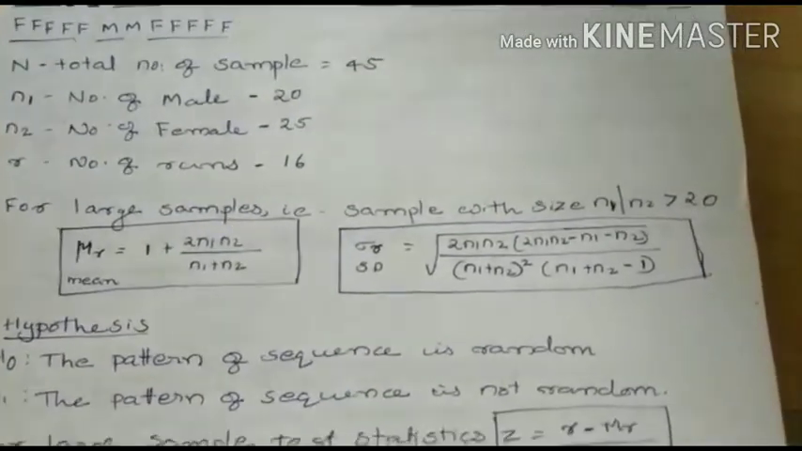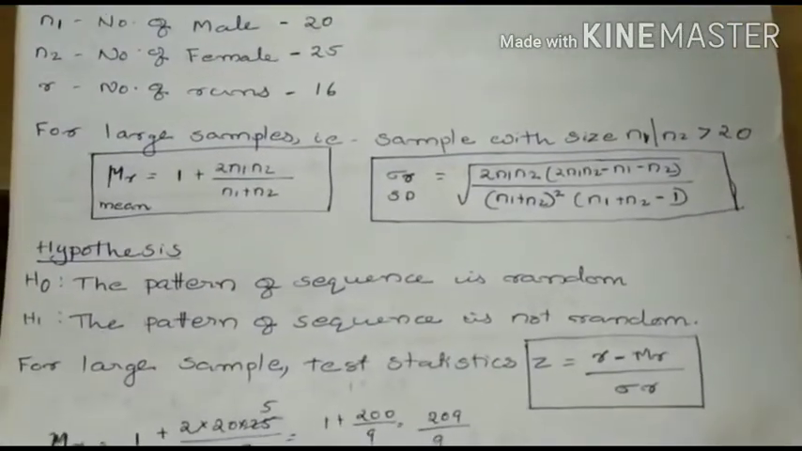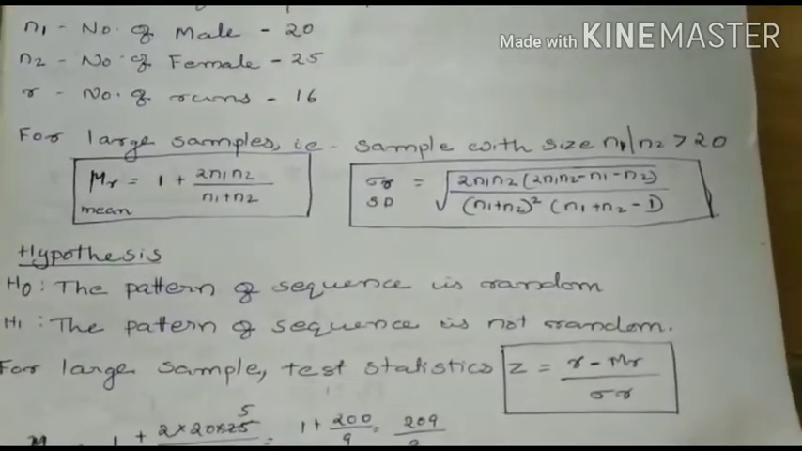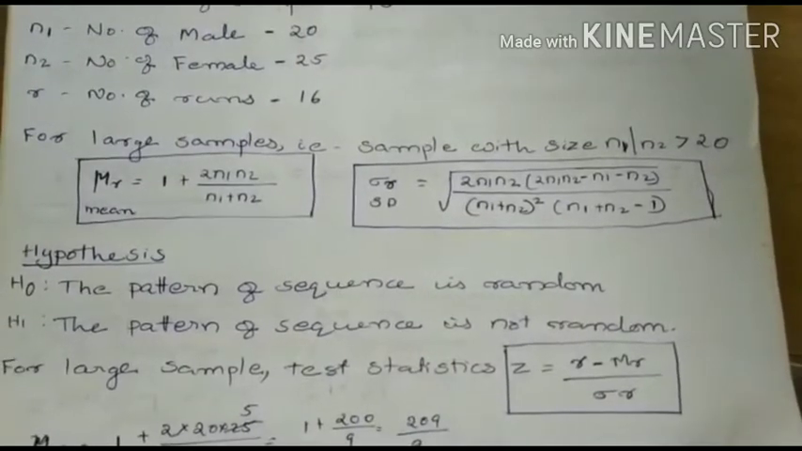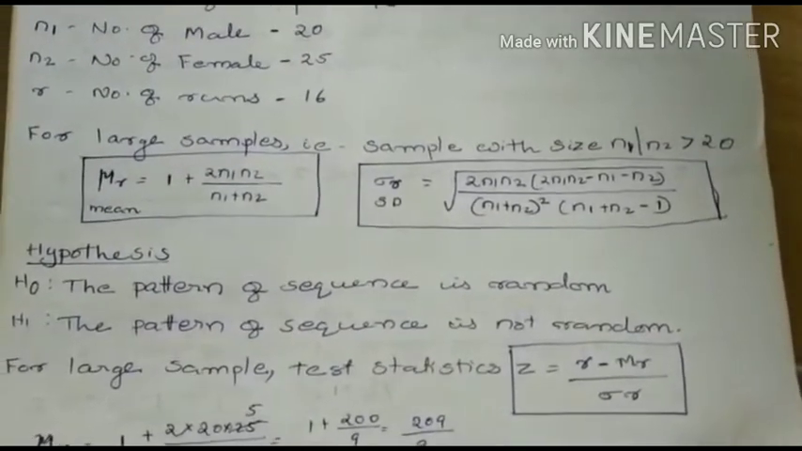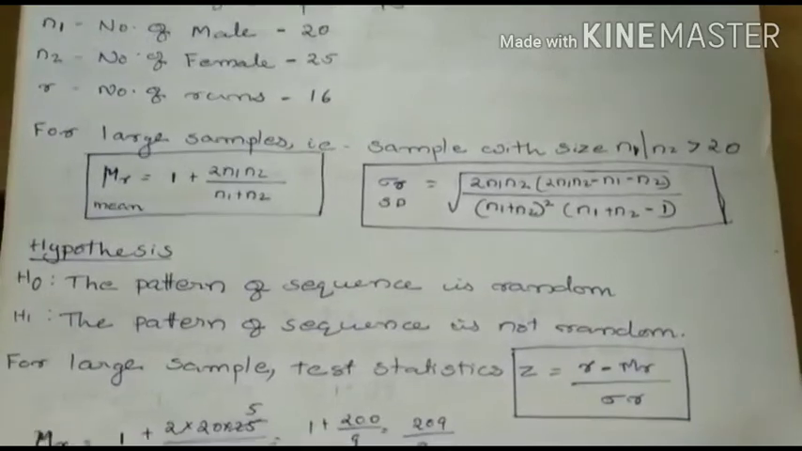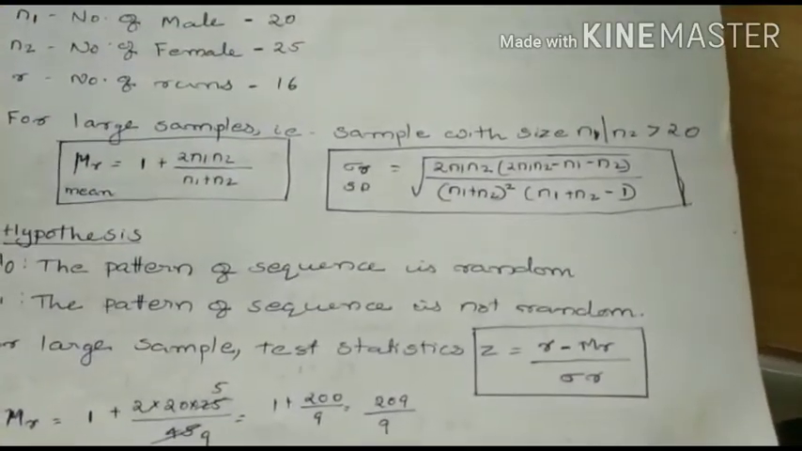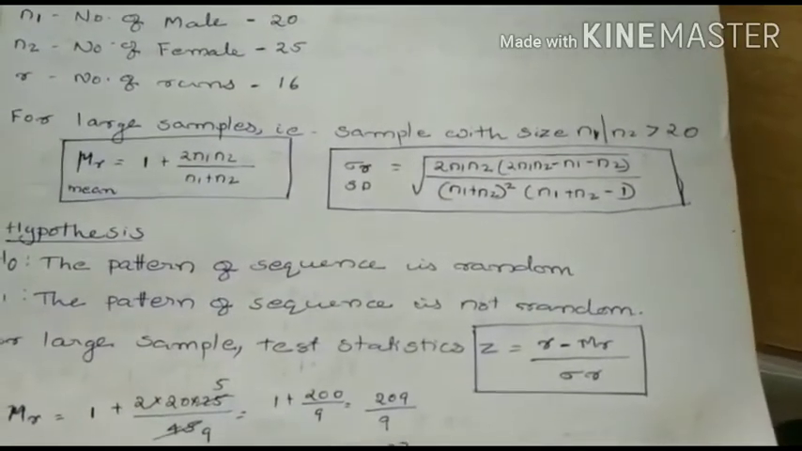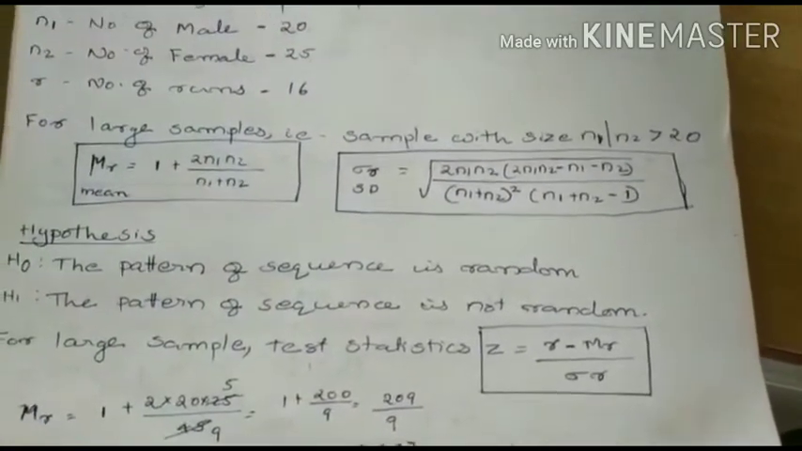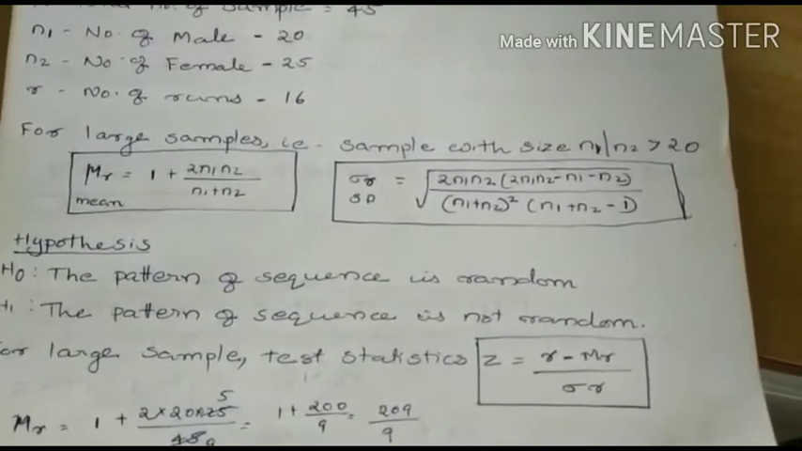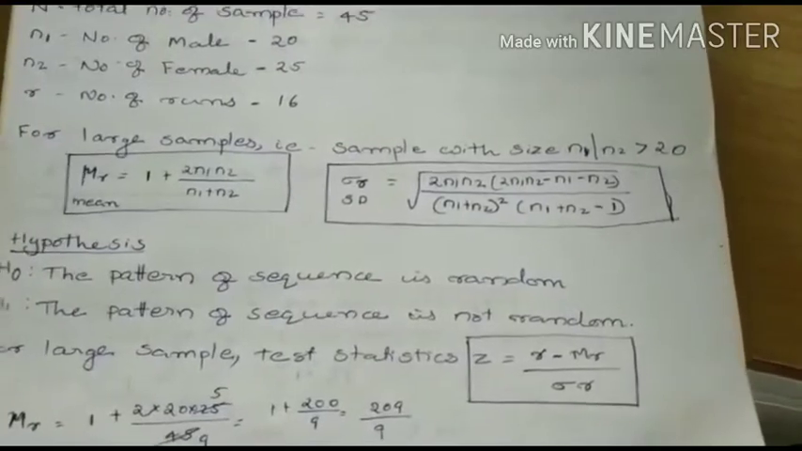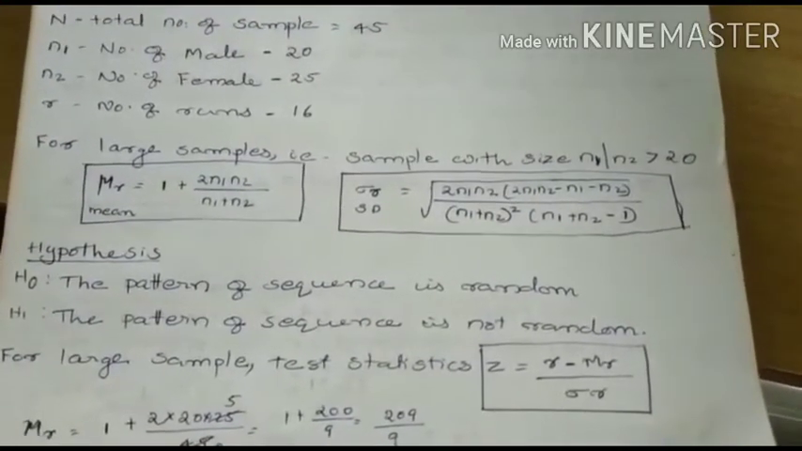For that we need to calculate a Z statistic, which is given by R minus mean of R, divided by the standard deviation sigma of R. As you can see, you need to identify three major elements: the small letter R, mean of R, and standard deviation of R. So now let's see how we can identify those elements.